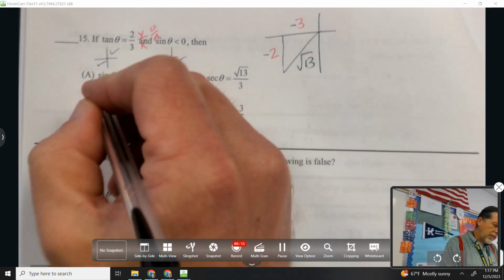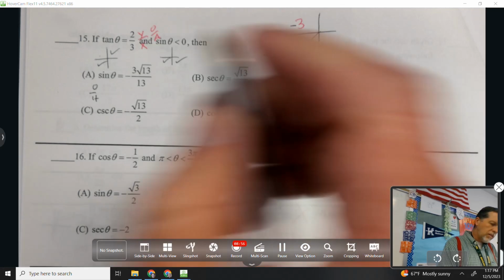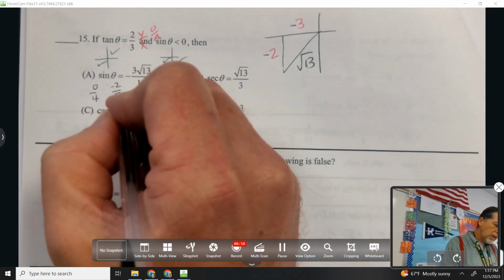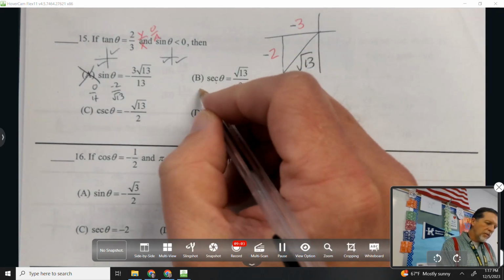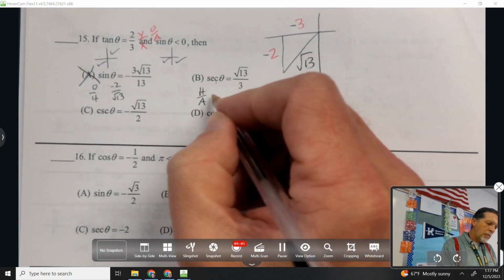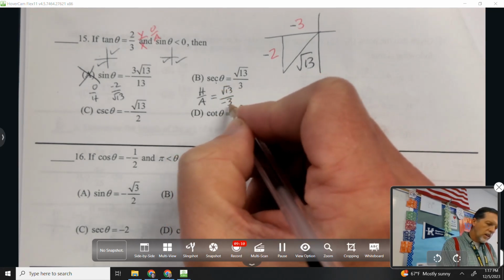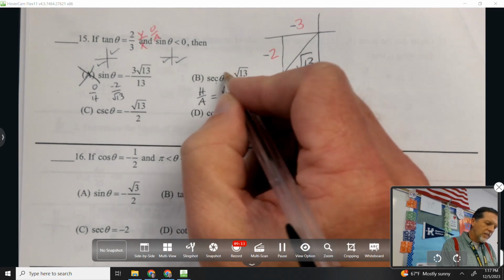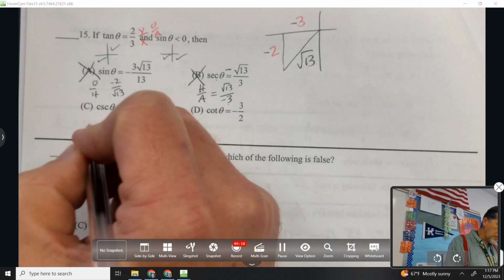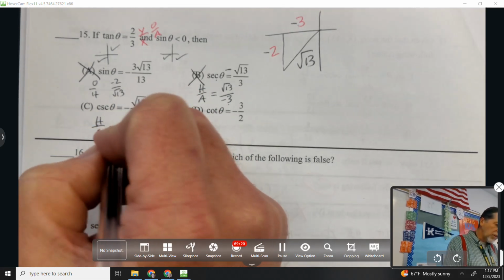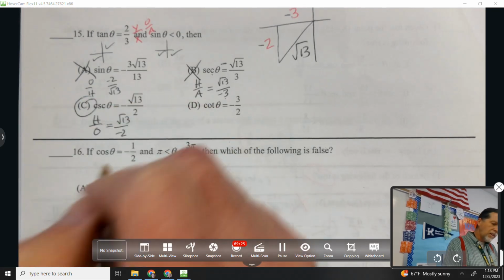Okay, sine, that's opposite over hypotenuse, so that's negative 2 over root 13. So that's not it. Secant is the flip of cosine, so that's hypotenuse over adjacent. It's negative though, so that's off by a negative. That was close. Cosecant is the flip of sine, so that should be hypotenuse over opposite. There we go. I think that's right.